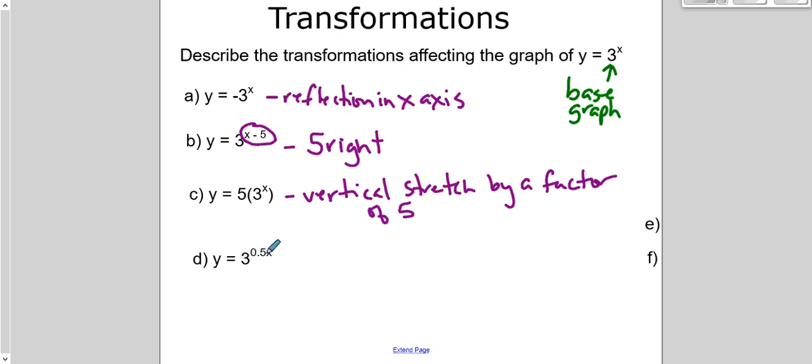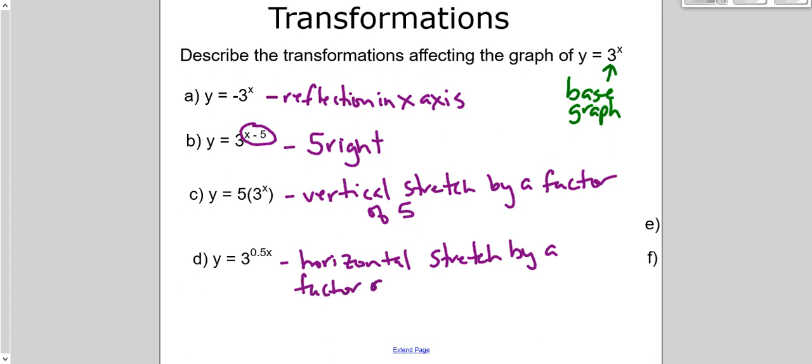This one has 0.5 multiplied to the x. So this is a horizontal stretch because the number is in between 0 and 1. It's a 0.5. It's a horizontal stretch by a factor of 1 over 0.5, which equals out to 2. So it's a horizontal stretch by a factor of 2.